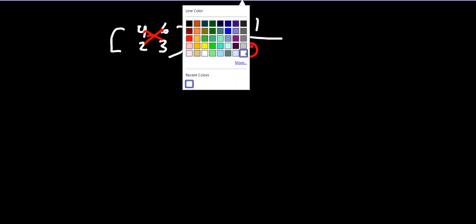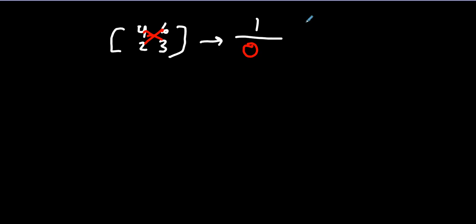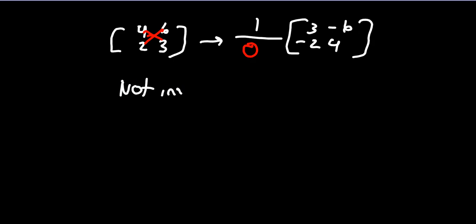And from there, we don't even really need to proceed. If we do proceed, we get 3, 4, negative 2, negative 6. But we can't multiply anything by 1 over 0. So what this means is that this matrix is not invertible. So if the determinant is 0 and you get 1 over 0, then the matrix does not have an inverse.